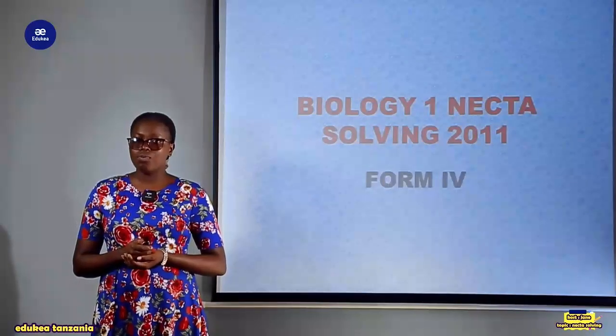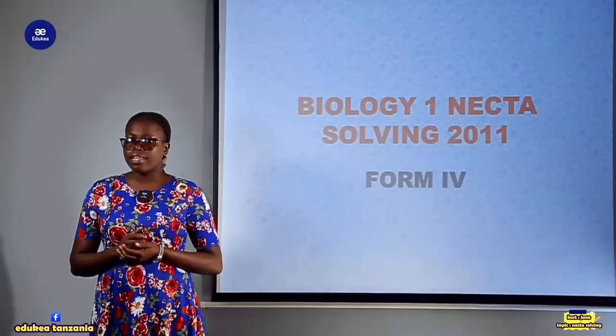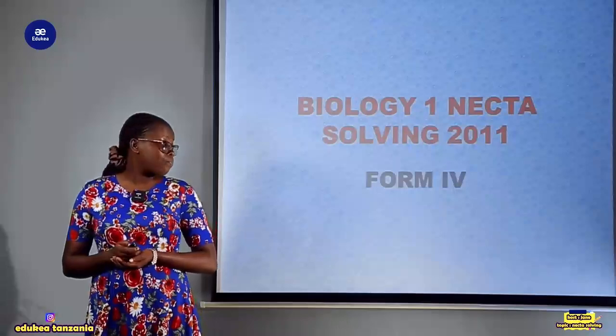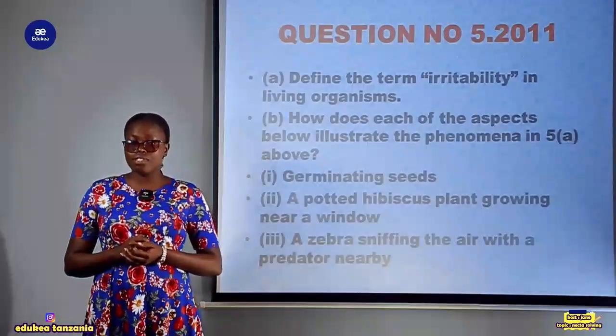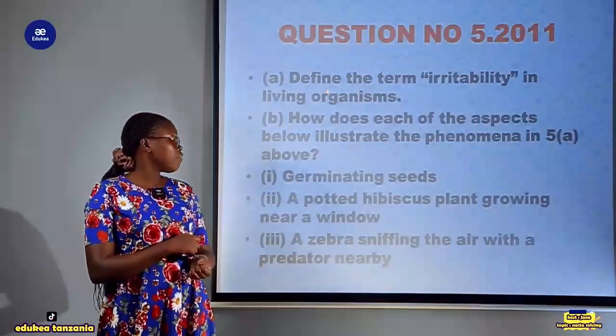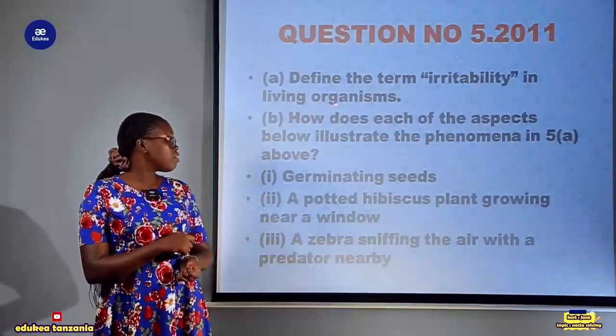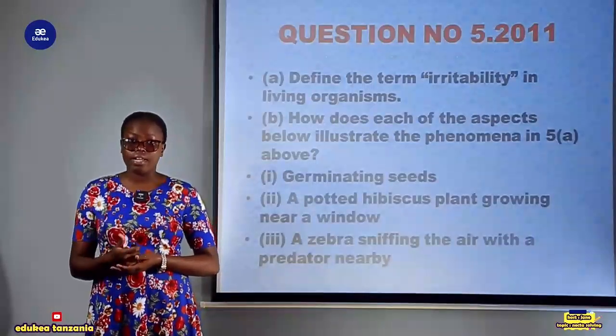In today's session, we are proceeding with solving the series of NECTA questions for the year 2011. Today's question is question number 5 for the year 2011, and the question states: define the term irritability in living organisms.